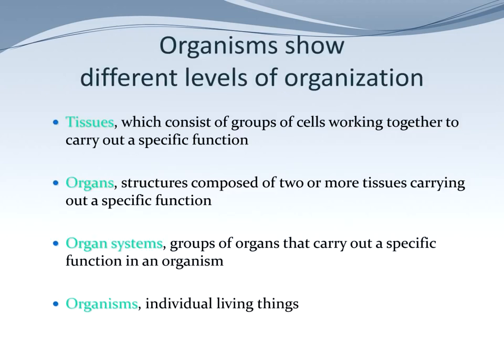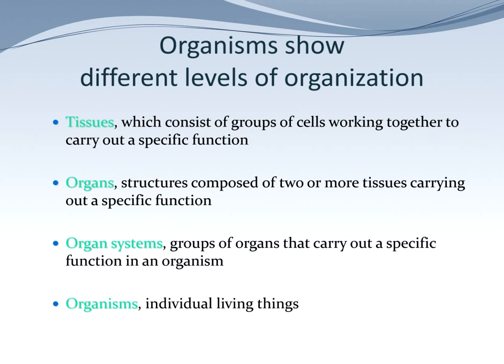Now let's review some different levels of organization that are larger than a cell. Tissues are groups of cells that are working together to carry out a specific function. When two or more tissues are associated together to carry out a specific function, the structure that is formed is an organ. Organ systems are composed of groups of organs that are working together.